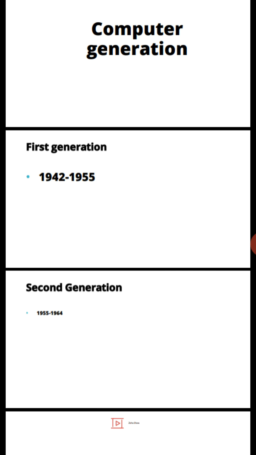Listen, characteristics and features of the second generation. They were more than 10 times faster than the first generation computers. They were smaller than first generation computers and required less space.